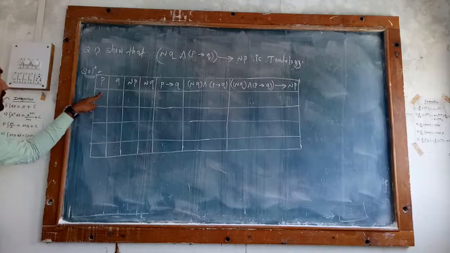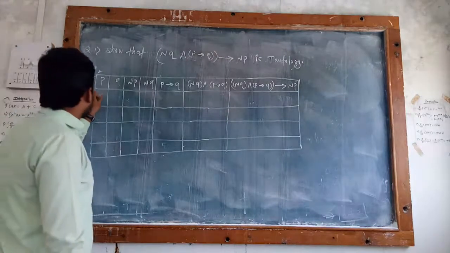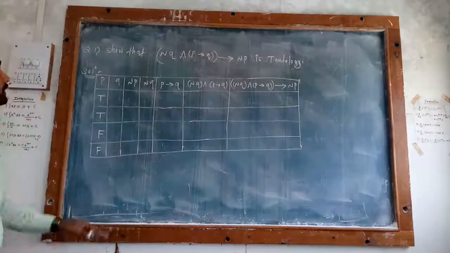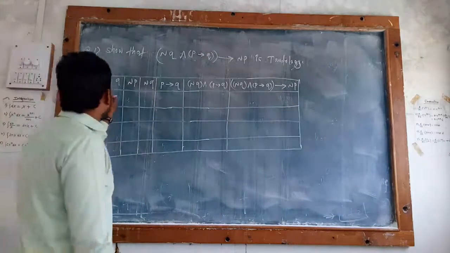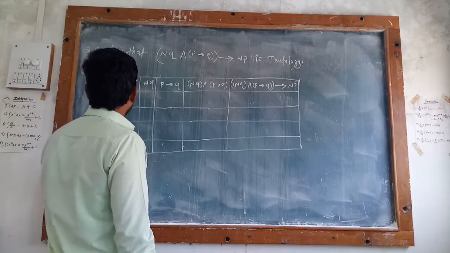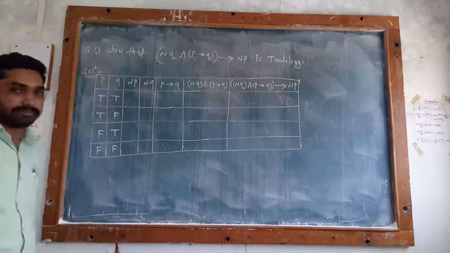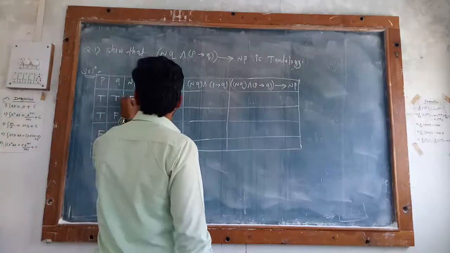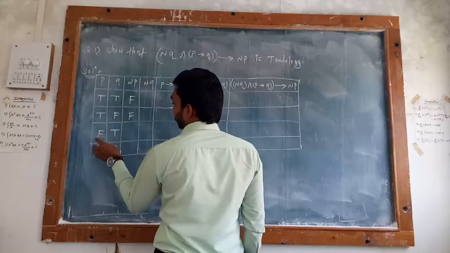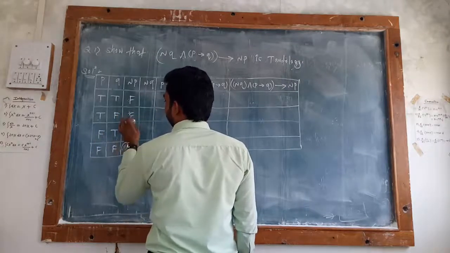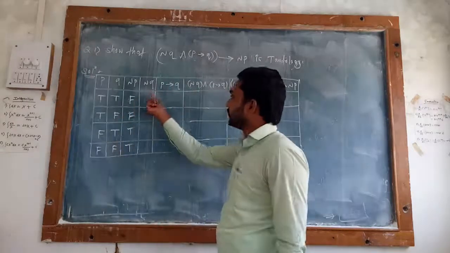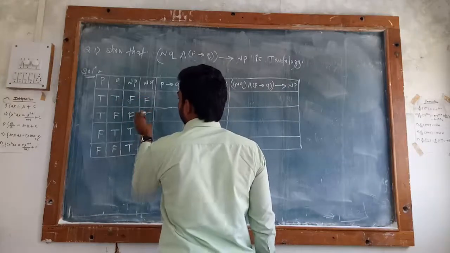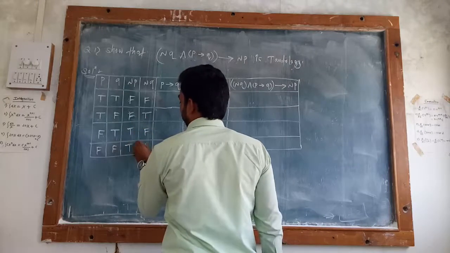In the first column, for proposition P, the first 2 values are T and the remaining last 2 values are F. For proposition Q, there are alternate values: T, F, again T and F. For negation P, take the negation of proposition P. Negation of T is F, negation of T is F, negation of F is T, negation of F is T. Again for negation Q, take the negation of Q. Negation of T is F, negation of F is T, negation of T is F, negation of F is T.